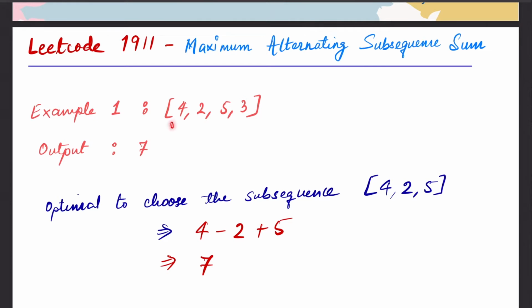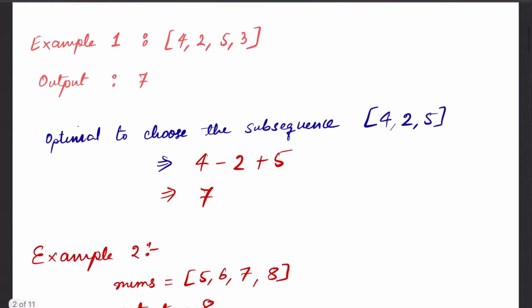If we choose this subsequence 4, 2 and 5, what do we get? Let's see. We choose the even indexes first, so the elements at even index are 4 and 5. We sum them up and we subtract the element at odd index. What is the element at odd index? It's 2. So we get 4 minus 2 plus 5 which is 7. So that was the first example.